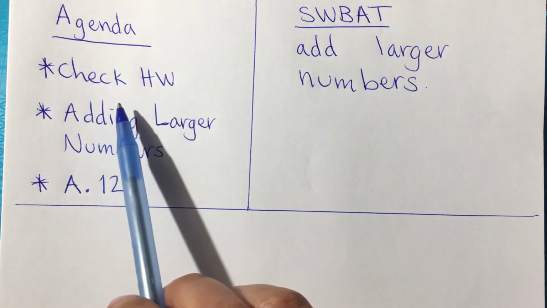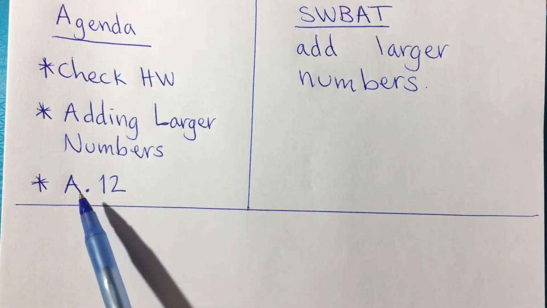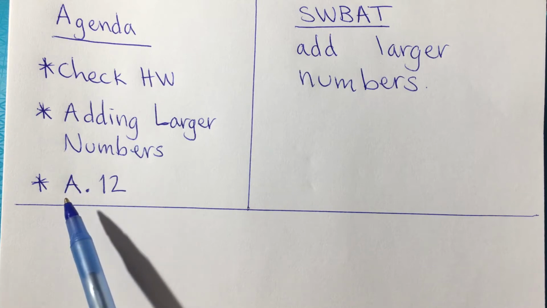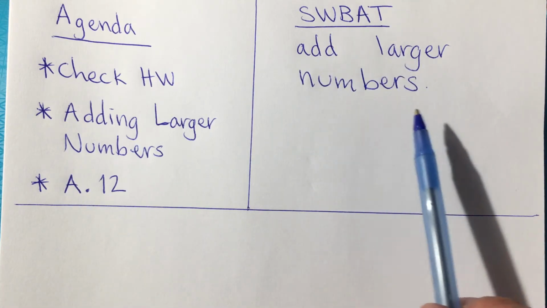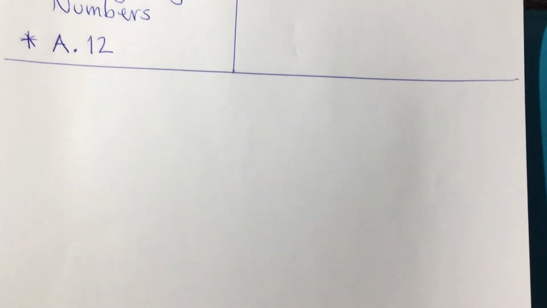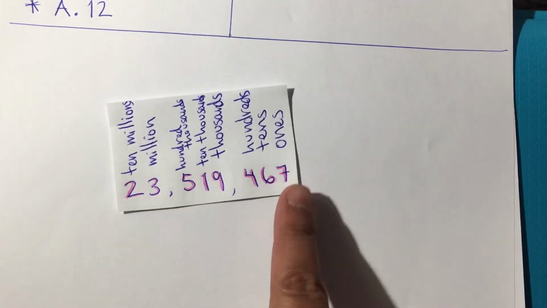Students, today's agenda is to check homework. We'll be adding larger numbers and you will be able to do page 12 from module A. Today, students will be able to add larger numbers. And for these larger numbers, we're going to be going over the place value.